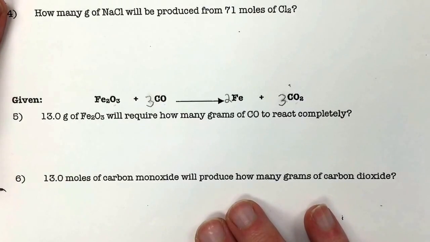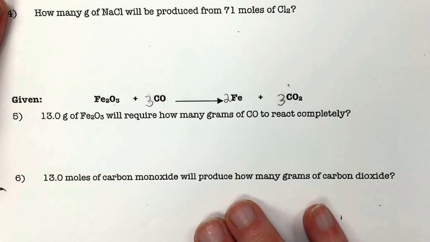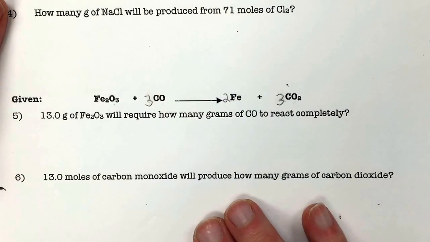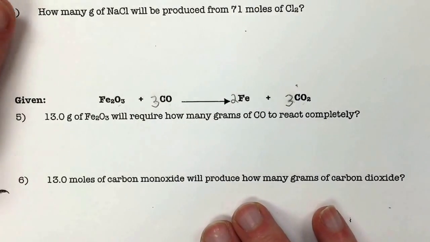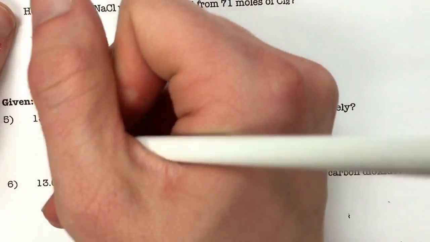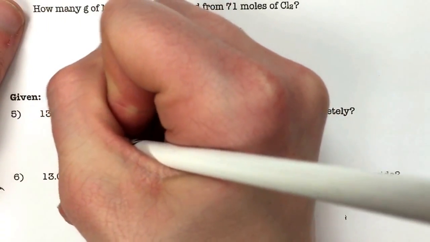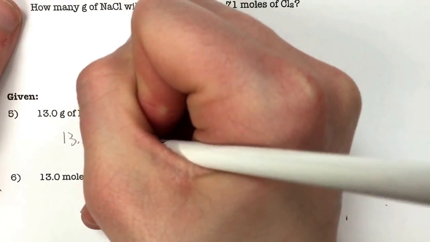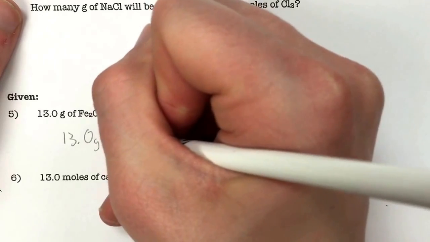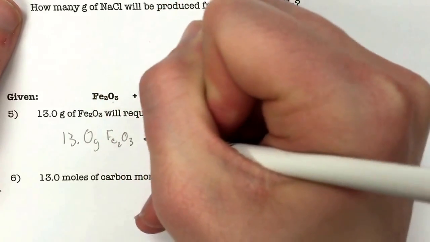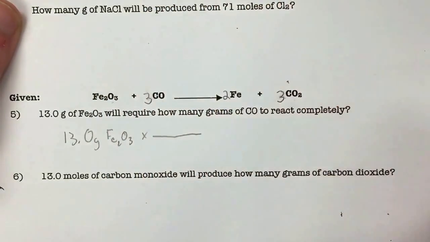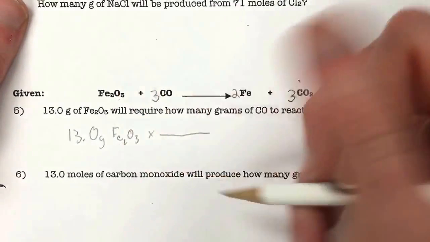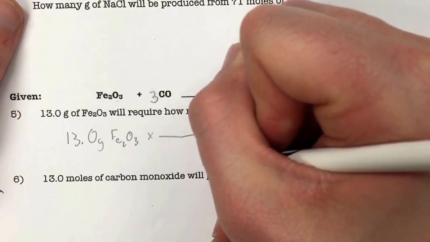Okay, so for this one, let's do number 5 here. It says, if I have 13 grams of Fe2O3, how many grams of carbon monoxide will it require to react completely? So you start by putting down the number that you're given, which is 13.0 grams of Fe2O3. So I do my times, goes into, I want to drop grams down, grams of Fe2O3.